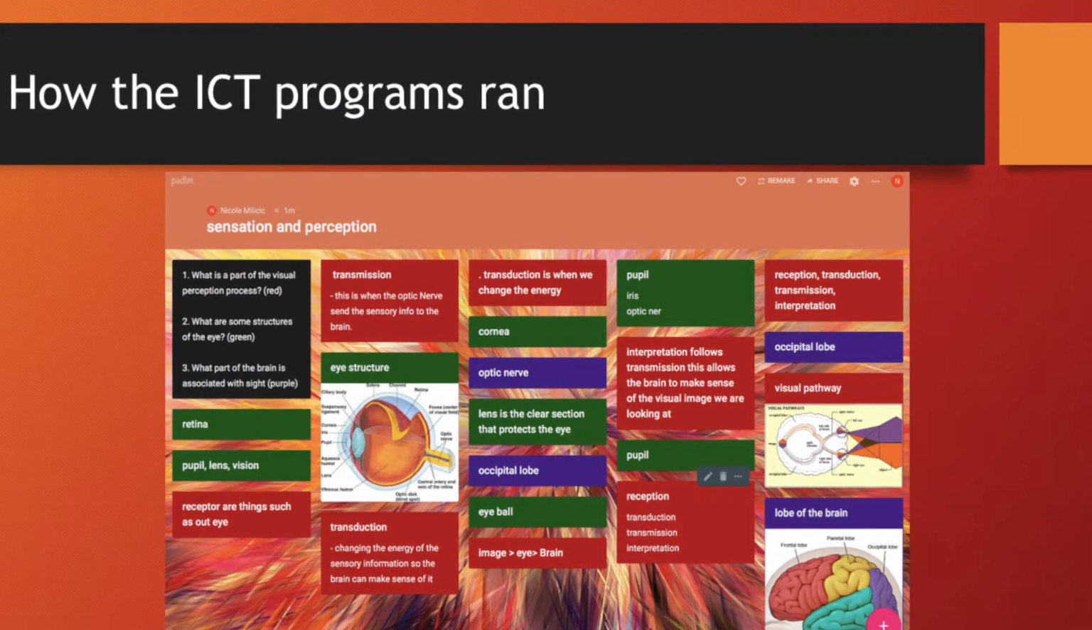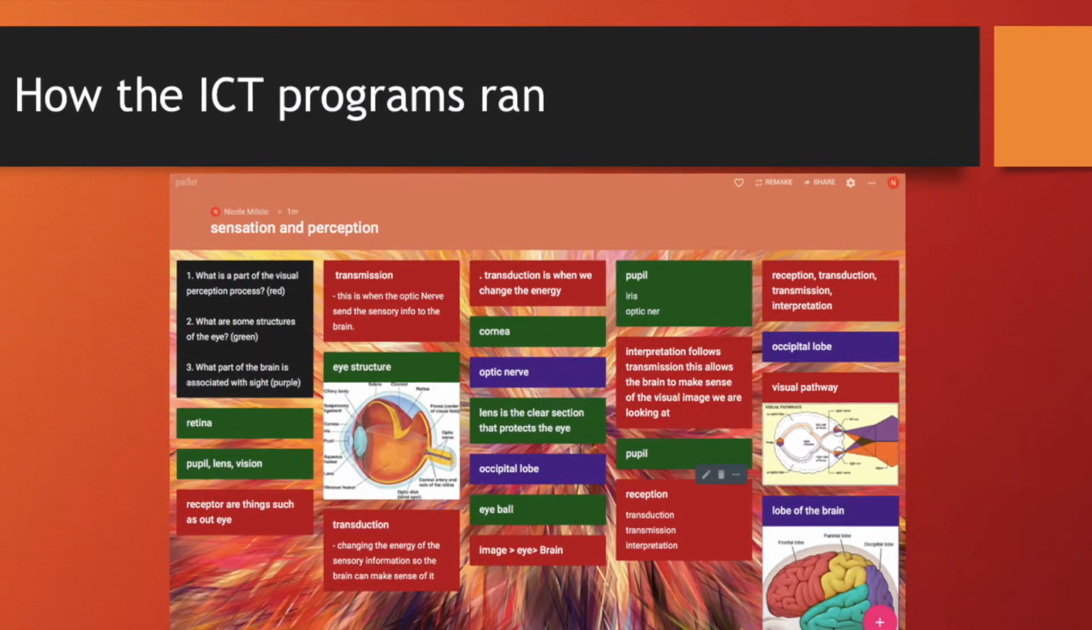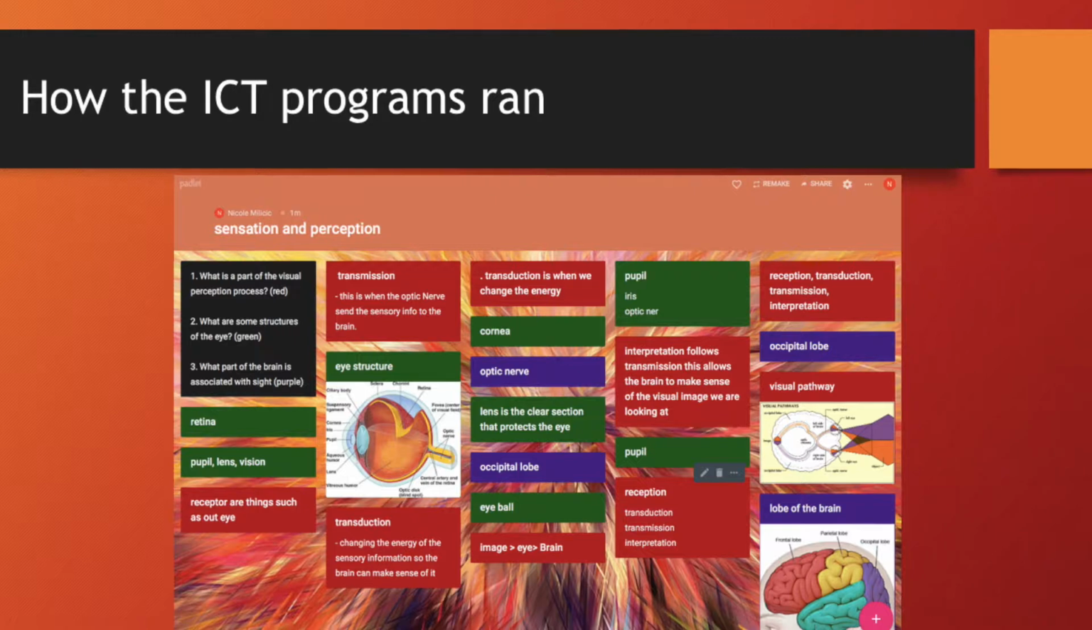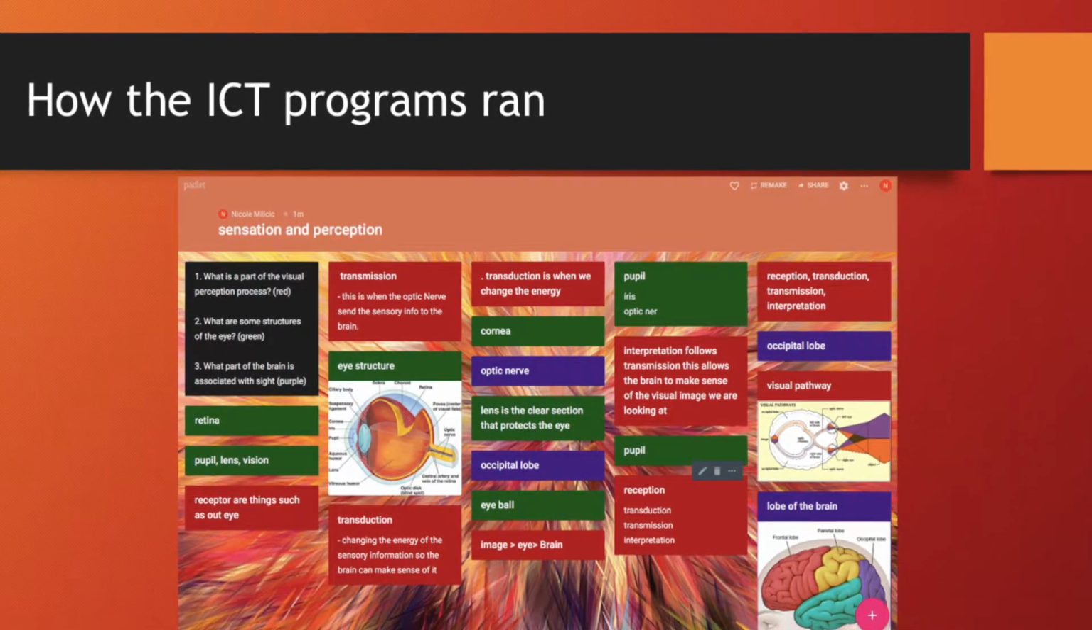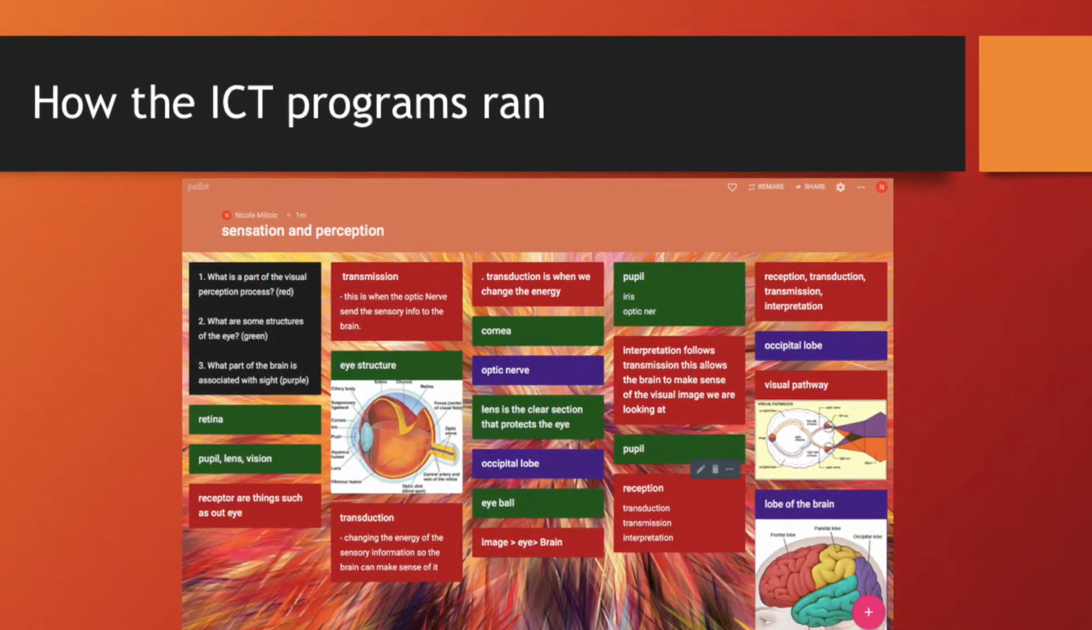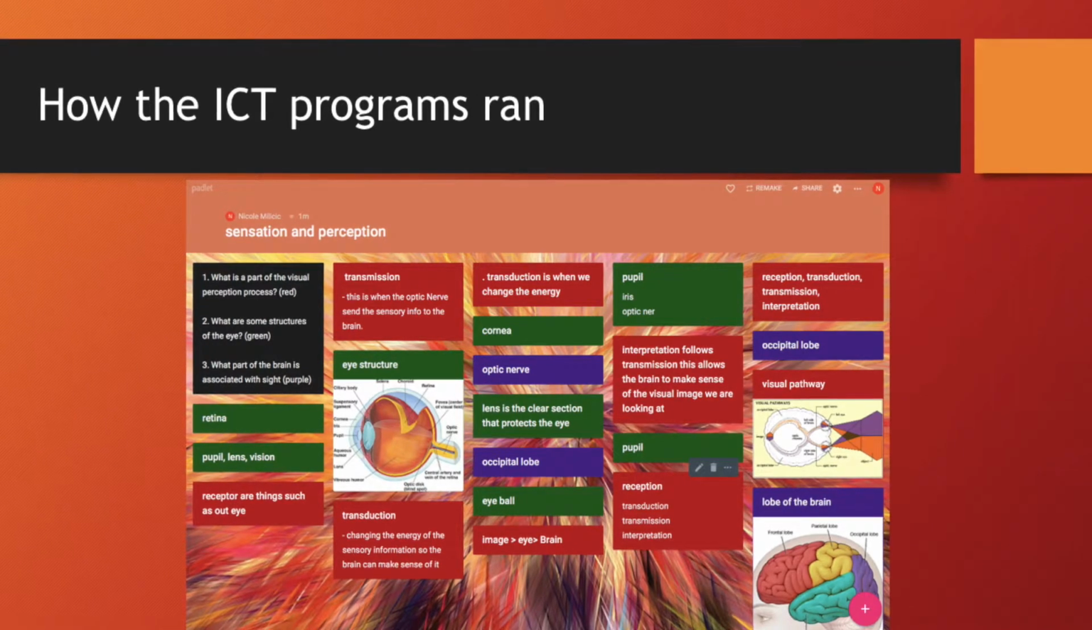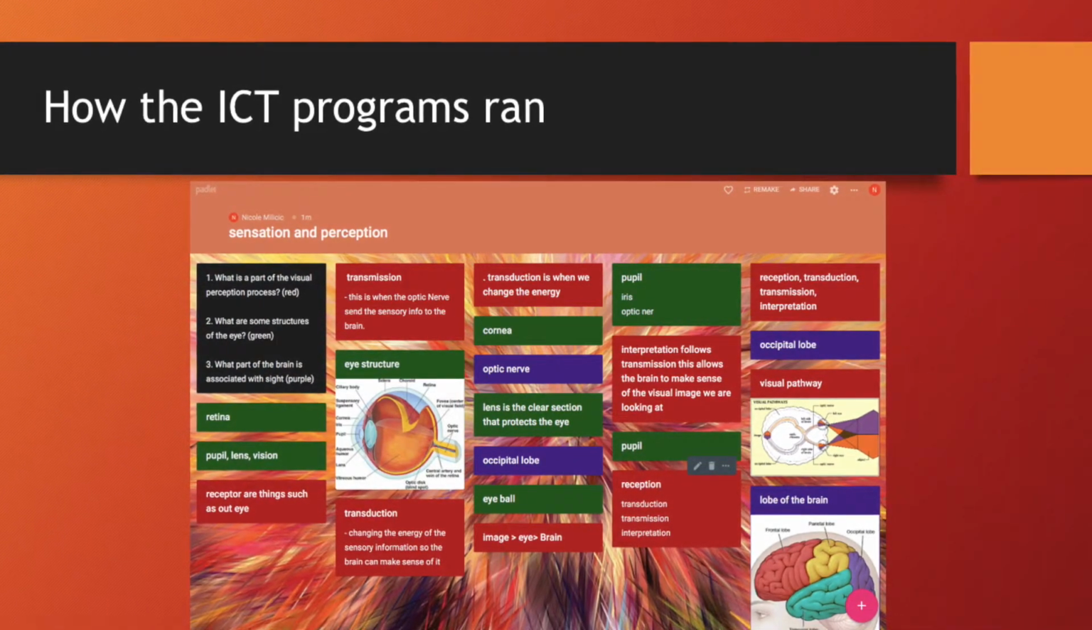What is a part of the visual perception process? What are some structures of the eye? And what are parts of the brain associated with sight? I then began to read the different posts on Padlet and began a class discussion on the ideas students had posted. The last activity of the lesson was Quizlet.